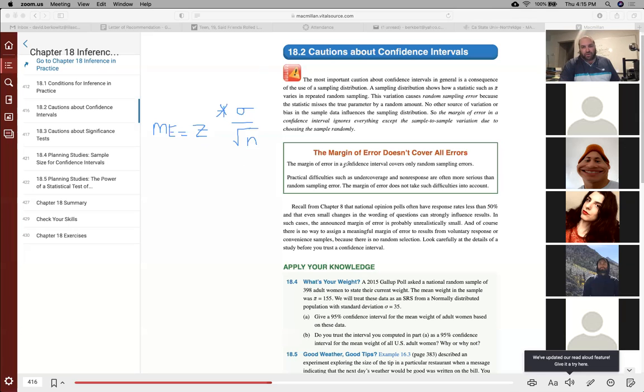The margin of error in a confidence interval covers only random sampling errors. It does not cover errors that come from other real life situations like undercoverage or non-response. It does not take those into account. What do you think would happen to a margin of error if we did take those into account? Would the margin of error get bigger or smaller?